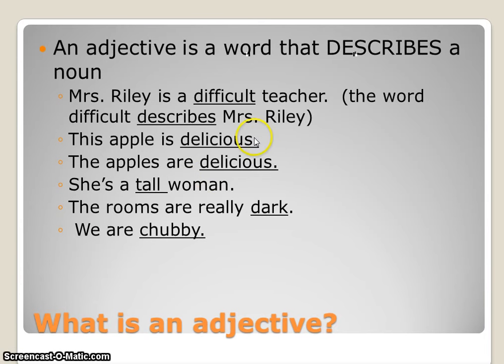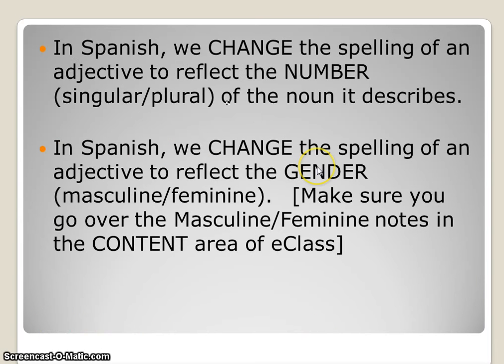Look at this example here in English. I've got this apple is delicious. Apple meaning one apple. And then over here, the apples, more than one, are delicious. Notice how in English, delicious is spelled exactly the same. There is no change in spelling, even though up here I'm talking about one apple and over here I'm talking about more than one. In Spanish, there will be a change in the spelling of the adjective.